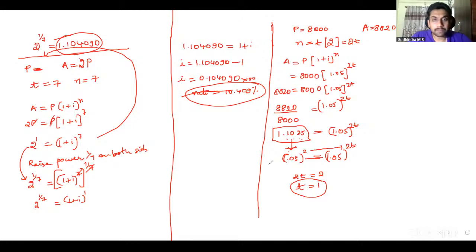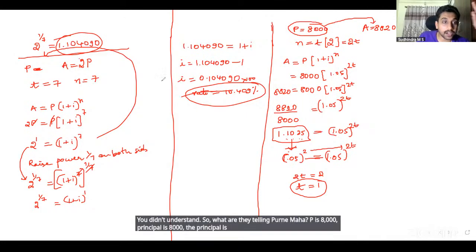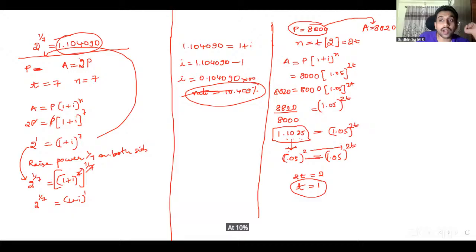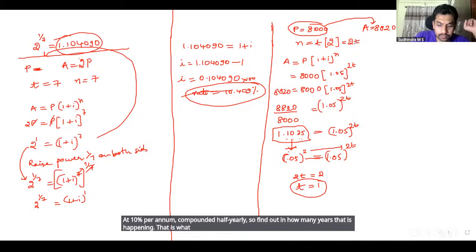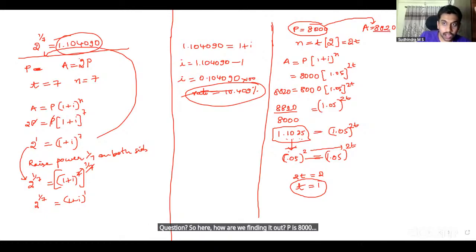Is this clear with everyone? Sir, I didn't understand. You didn't understand. So what are they telling, Purnima? P is 8,000. The principal is becoming 8,820 at 10% per annum compounded half yearly. So find out in how many years that is happening. That is what they have told in the question, Purnima. So here, how are we finding it out? P is 8,000, A is 8820, I is 0.1 by 2, which is 0.05. N is T into number of conversion periods.